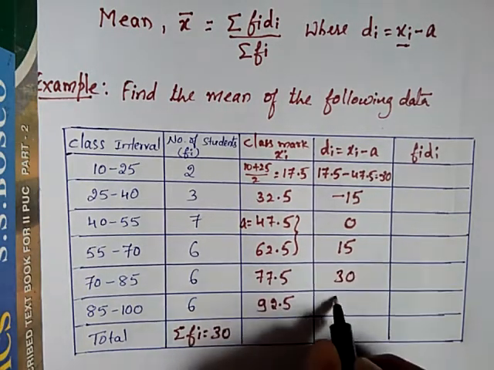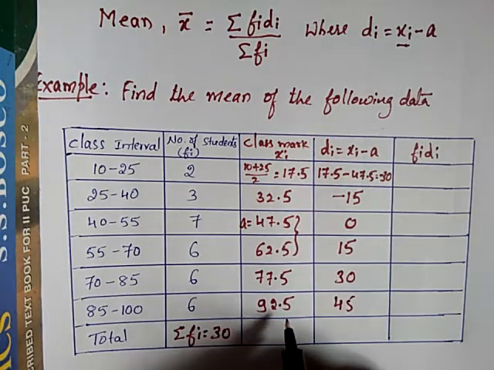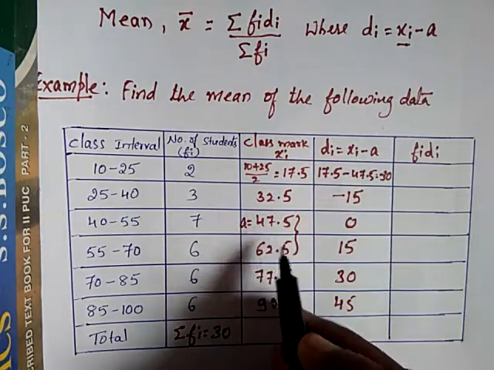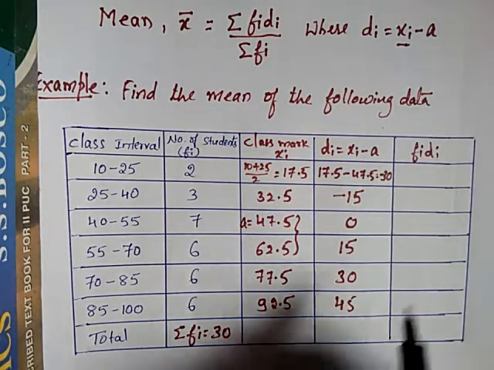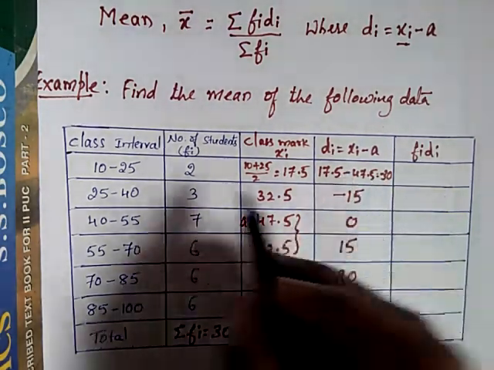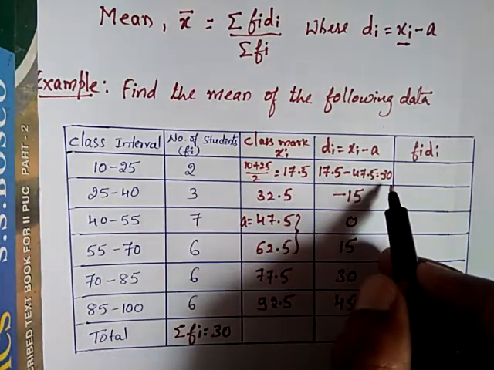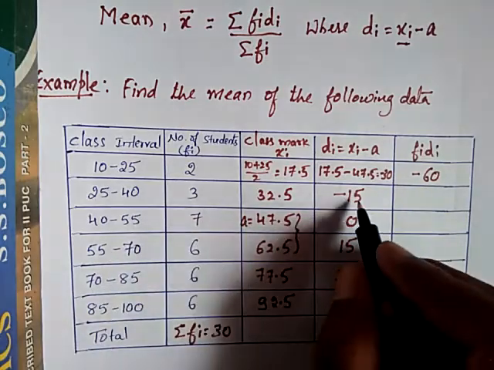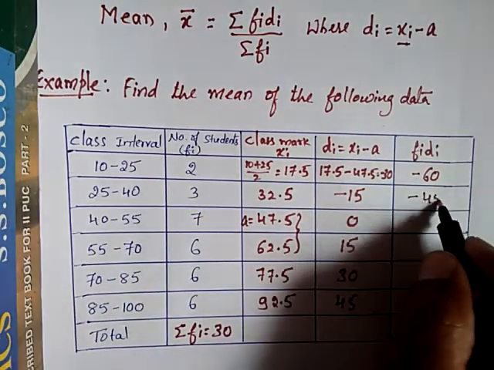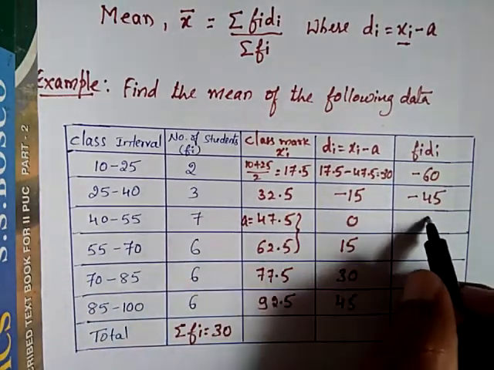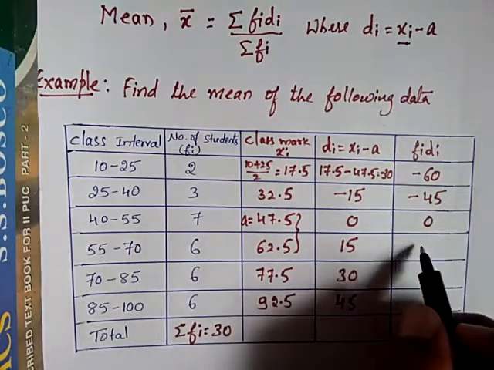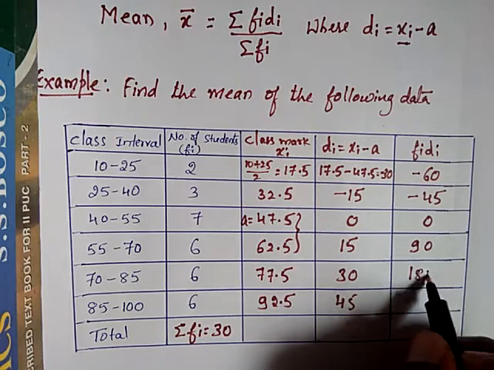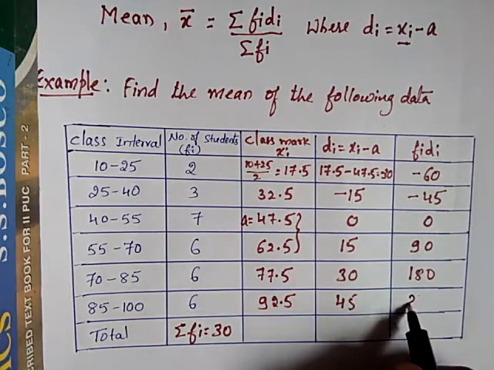So similarly it will be 45, meaning 92.5 minus a. What is that a? 47.5. So it will be 45. Next fi di, this will be di and this will be fi. 2 into minus 30 is minus 60. So 3 into minus 15 is minus 45. Here 7 into 0 is 0. 6 into 15 is 90. 6 into 30 is 180. 6 into 45 is 270.